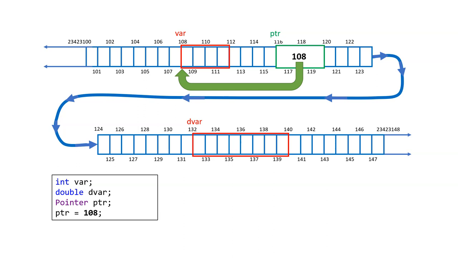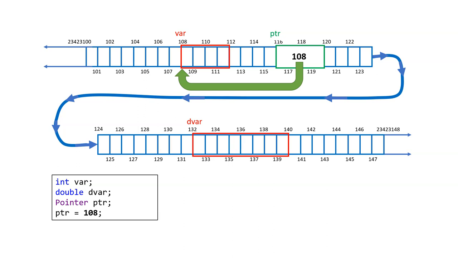So that's the thing. Let's put it this way, okay? You always point to the address of the beginning of stuff. It doesn't make sense to point halfway through. You usually show where things begin, right? That's the rule here. We always point to where things begin. So what is the address of PTR now? 116, correct? So what is the address of var? What is the address of, don't say anything, dvar? 132, okay? But that doesn't make sense.